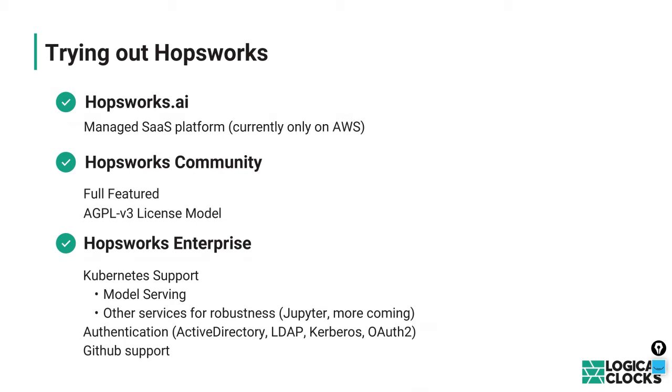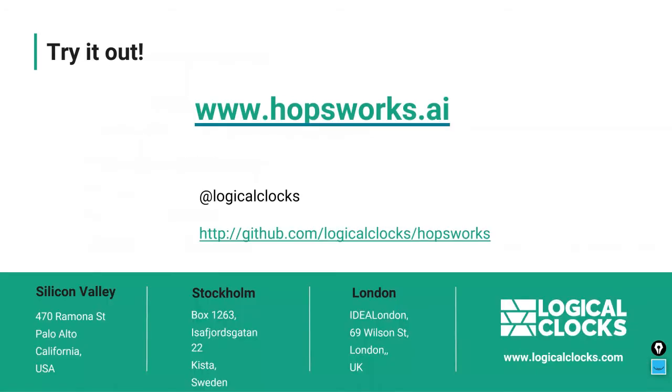There are a few features in Hopsworks Enterprise and Hopsworks.ai: integration with Kubernetes for serving models, but also for running Jupyter notebooks. If you're running Active Directory as your IdP, then we can connect in directly, as well as LDAP or OAuth 2, and support for GitHub is also only in the enterprise version.